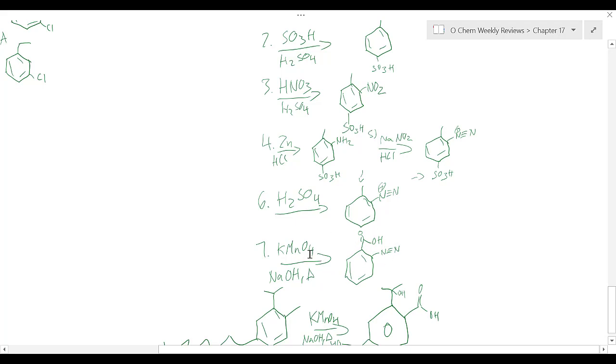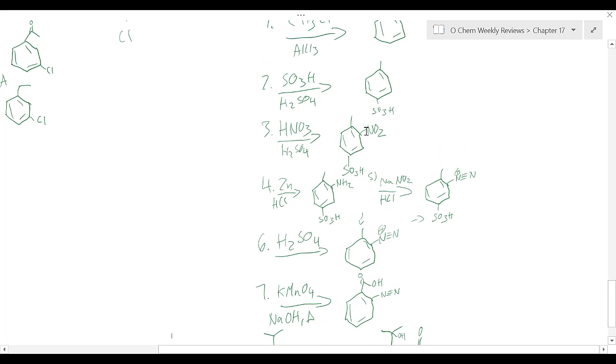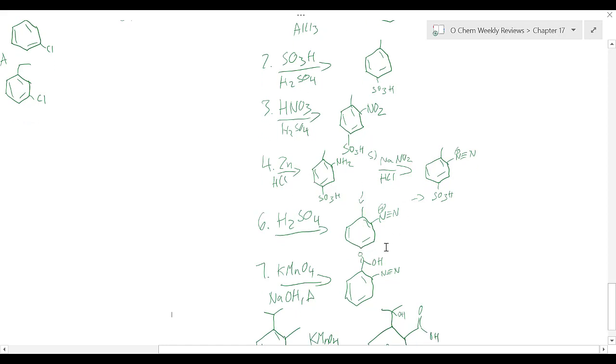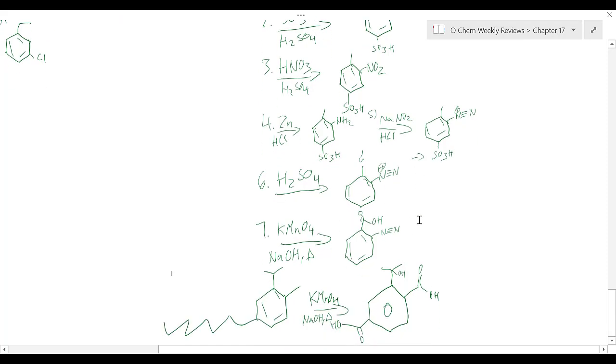Okay, so it has 7 steps. Steps number 6 and 7 are unique, but hopefully it still makes sense. So you have to introduce SO3H to force NO2 to go on the ortho position, and then after you do all your reactions, you remove your SO3H, and then you oxidize your methyl group.